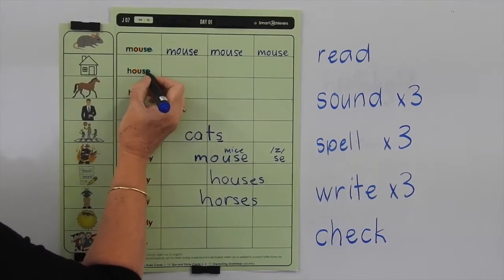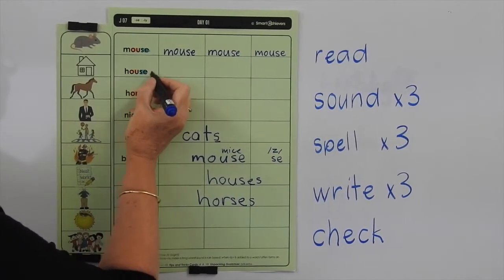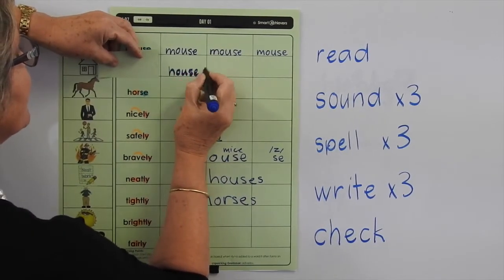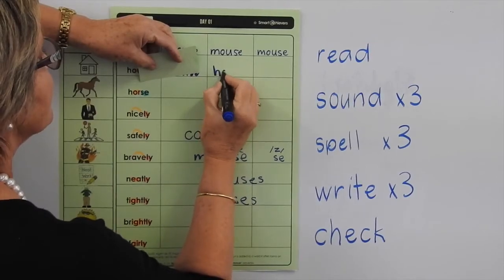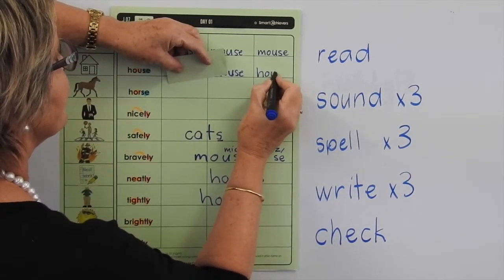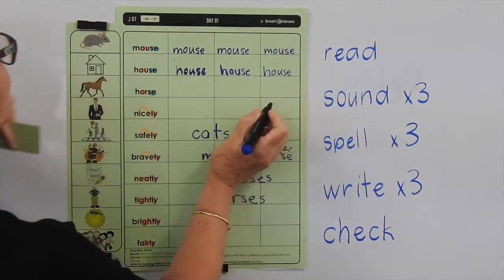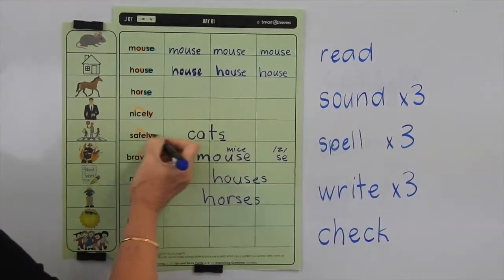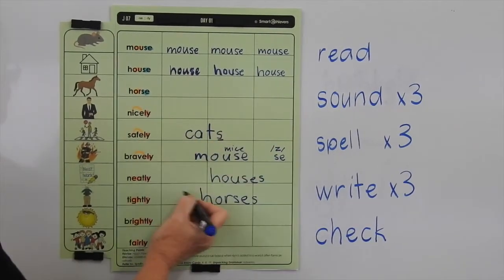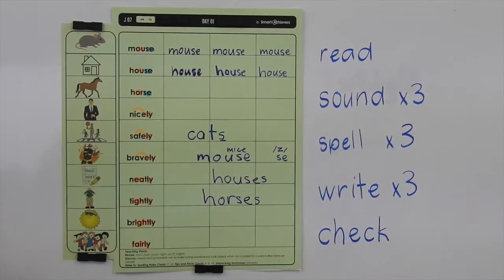H-O-U-S-E, H-O-U-S-E, H-O-U-S-E. So get that bit of rhythm happening in the spelling, writing your words on the line and checking them at the end to make sure you've spelt them. So you can continue on. Make sure you haven't written my stuff on your page so you can write the words 3 times all the way to the bottom.